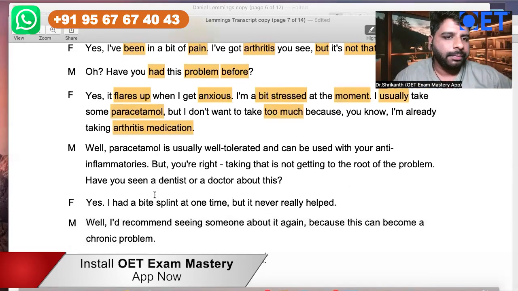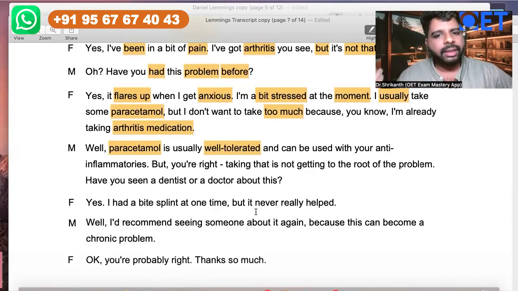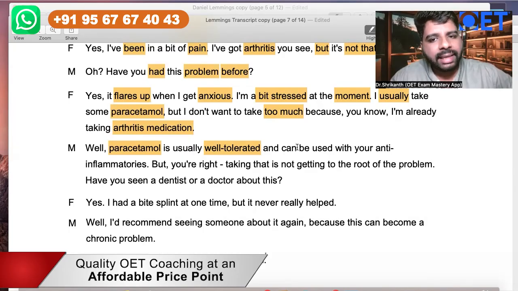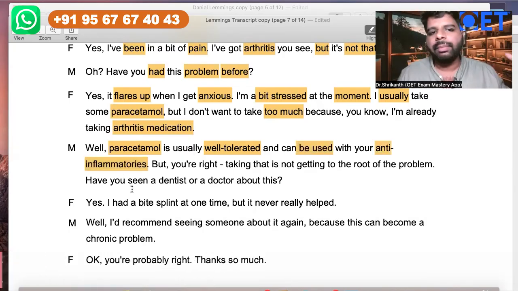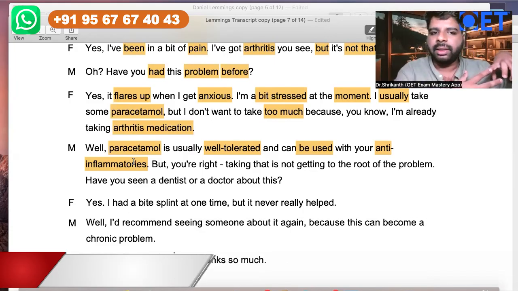Now the pharmacist is saying, well, paracetamol is usually well tolerated. That means tolerated means what? The body can handle it. Okay, now the body can very well handle it. So it is usually well tolerated, and can be used with your anti-inflammatories. Okay, so it can be used very safely with the anti-inflammatory medications. But you are right. Now, see, this is positive information. Paracetamol is usually well tolerated. It can be taken with an anti-inflammatory.